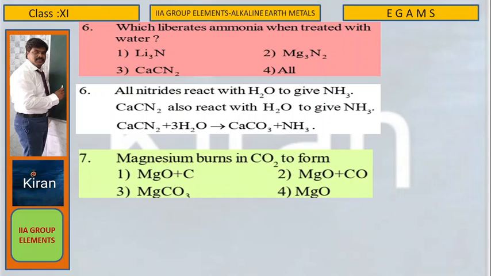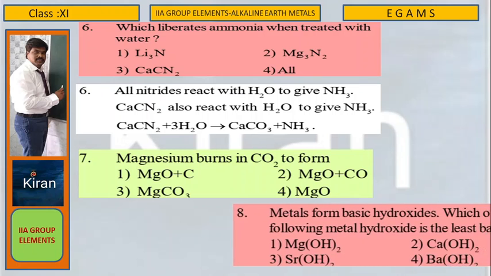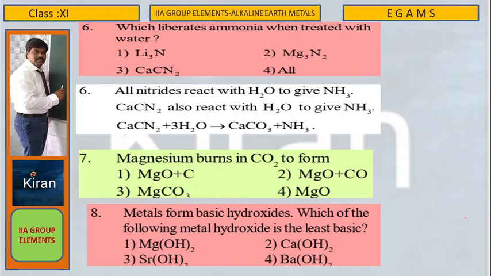Magnesium burns in carbon dioxide to form what? Magnesium, when burned in the presence of carbon dioxide, the product you can expect is magnesium oxide plus carbon. How is that? You can write the equation simply: magnesium Mg plus carbon dioxide. You will get the products MgO plus coke, C. Balancing: 2 magnesiums, 2 oxygens. Here you can keep 2. This is the equation.